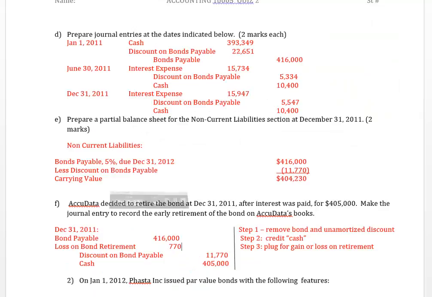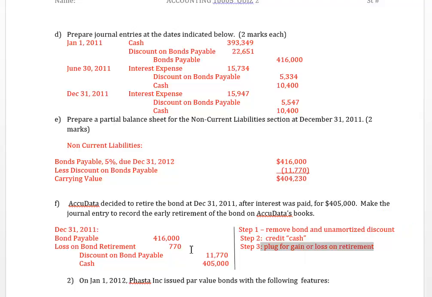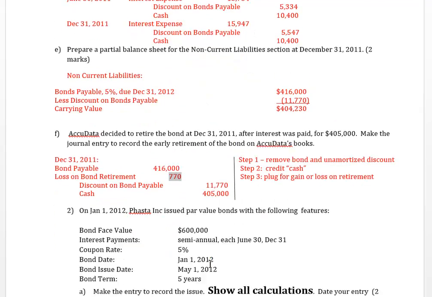And I just made a correction here because you'll notice that the loss to balance the entry should be $770, not $230. But the idea is still the same in that we still have to plug for any gain or loss. And as you see, the total of the credits was bigger than the debit total. So to plug it up, we needed to book the loss of $770.